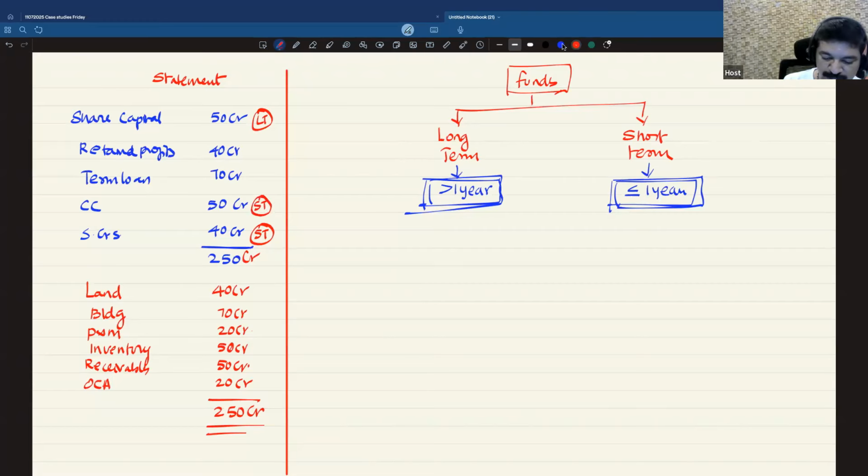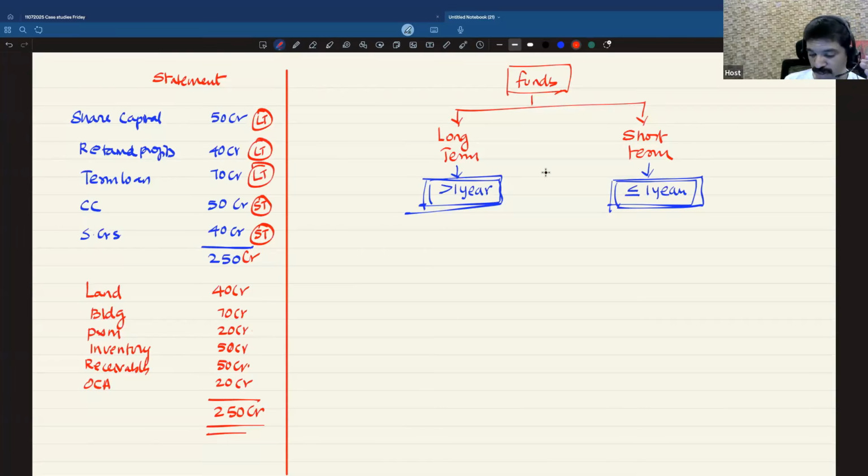Then tell me, the retained profits, the profits made by the business which are reinvested in the business, is it short term or long term? They are long term in nature. And a term loan, as the name itself says, has a term. Term loans are generally long term loans, like 3 to 5 years or above 5 years. But if it is above 1 year, it will satisfy the definition of long term. So the term loan is also long term.